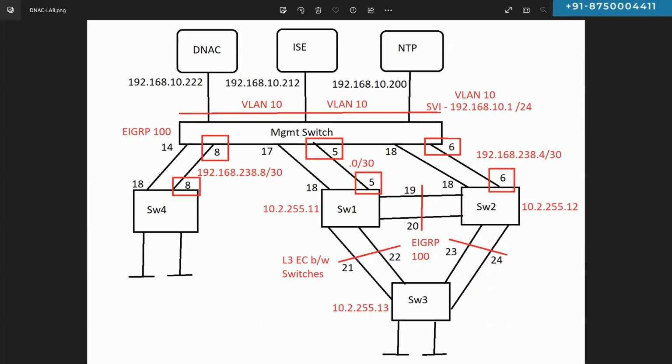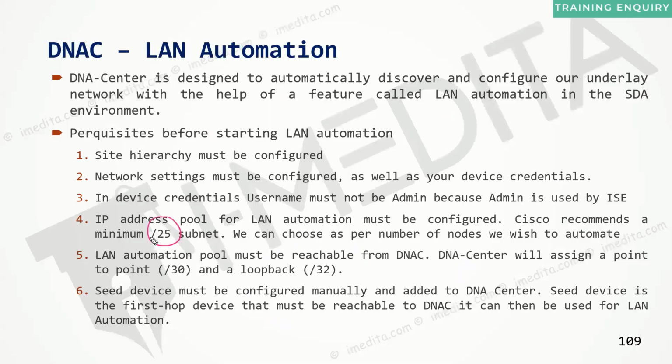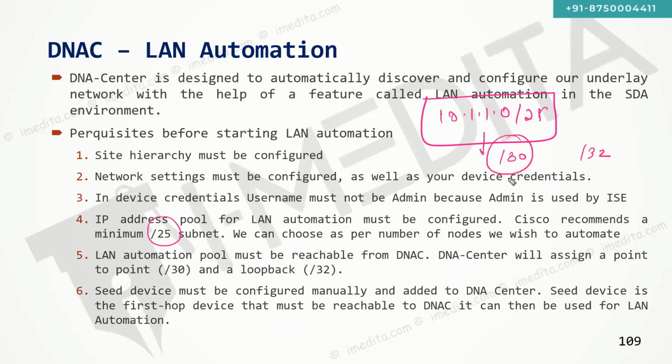So Cisco recommends that you have a /25 subnet. You configure 10.1.1.0/25, for example. What DNA Center is going to do is break this into /30 subnets and /32 subnets. The /30 it will assign on the P2P links, and the /32 it will assign on the loopback, and that will be done automatically. We just need to configure enough IP addresses on the DNA Center so that it can configure the links between the switches and the IP addresses onto the loopback interface.